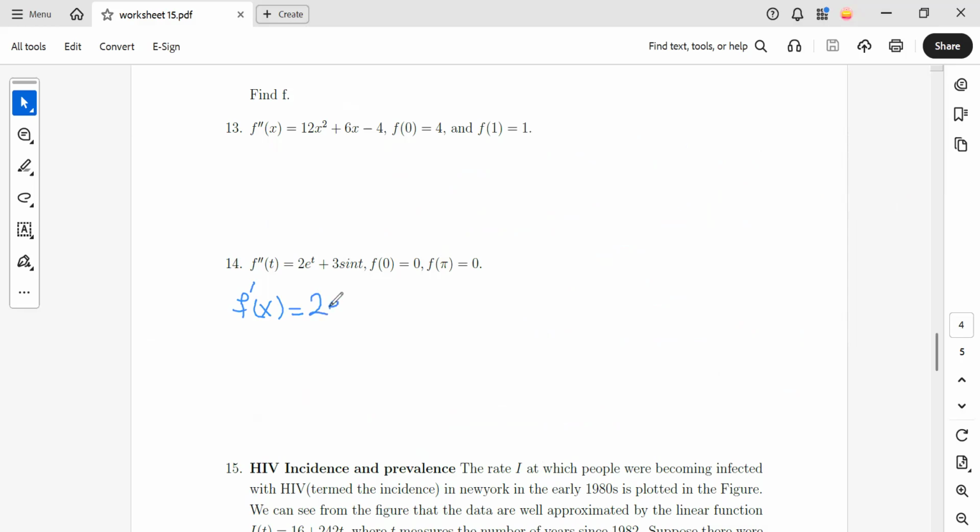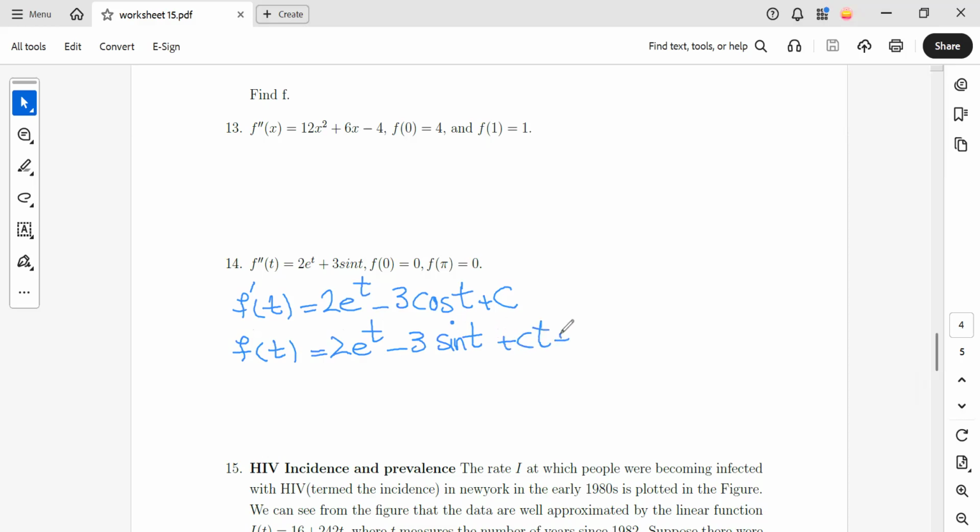We know that the antiderivative of e to, it's not x, it's t. The antiderivative of e to t is the same, minus 3 cosine of t, because the antiderivative of sine of t is negative cosine, and plus a constant. Again, another antiderivative, which gives us 2e to t, and this time minus 3 sine of t, because the antiderivative of cosine is sine, plus ct plus d.